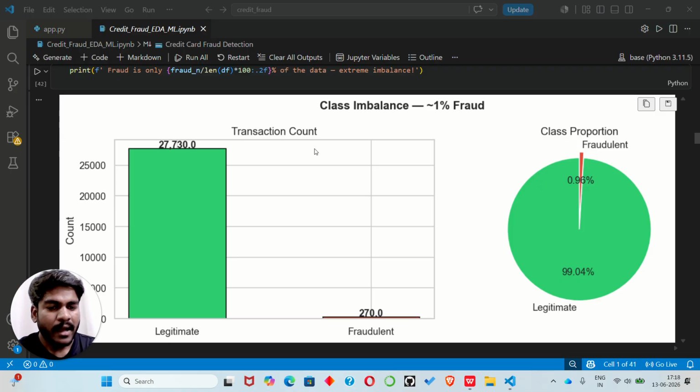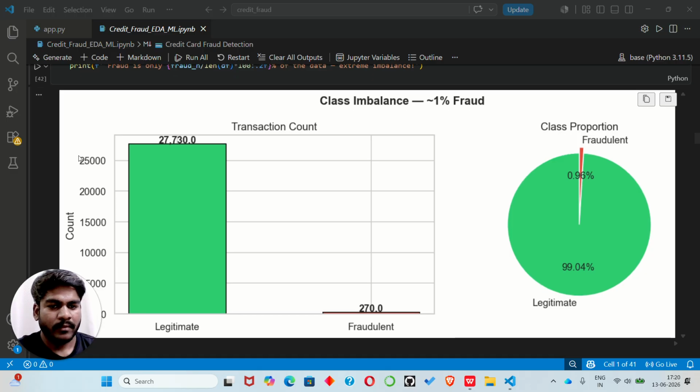One very important thing, I only oversample the training data and not the test data. If I oversample the test data also, my evaluation result will be fake. The test data must always look like the real world.